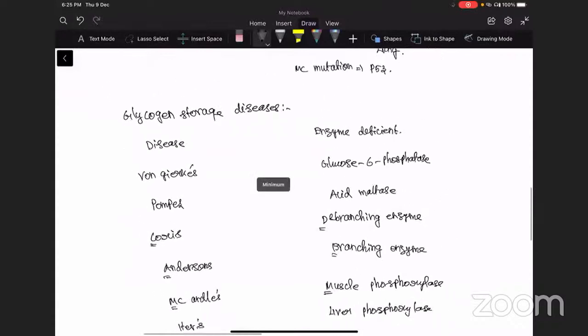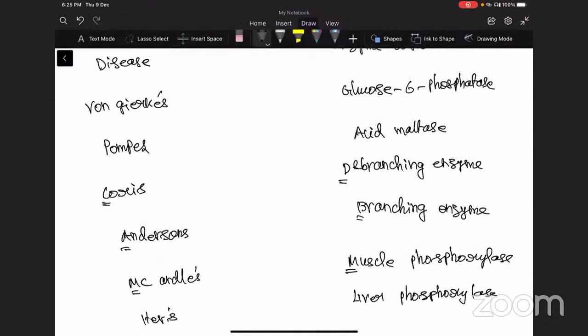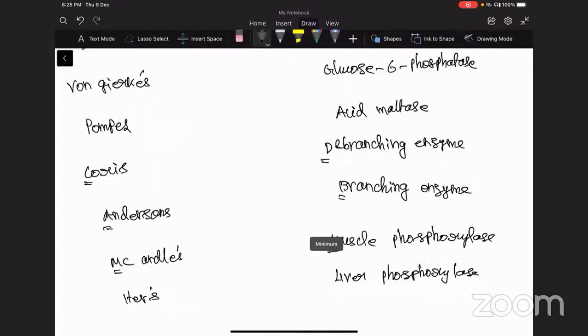This is with glycogen storage diseases. Von Gierke's and McArdle's have been frequently asked in the exam. They just asked the name of the deficient enzyme, and that's it. It's going to get you 1 mark. So please remember. Von Gierke's disease, G6P, glucose 6 phosphatase is deficient.